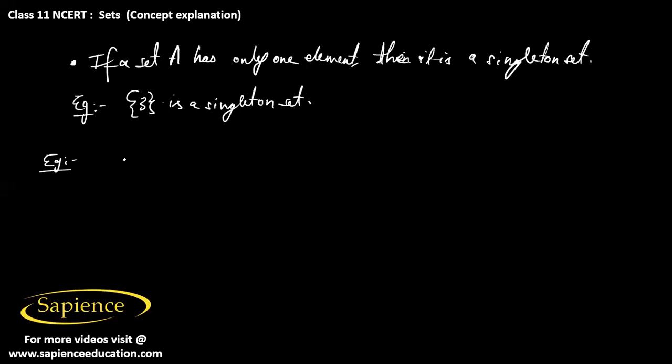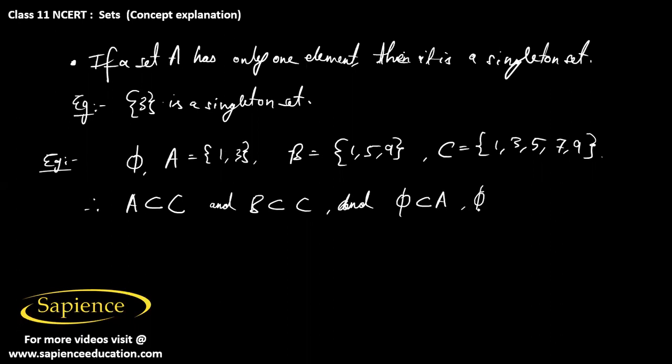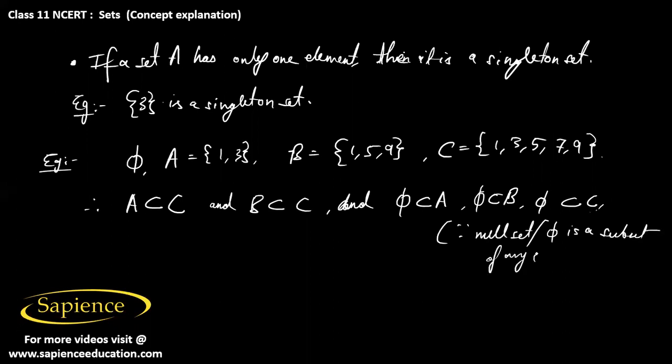Then we can understand one more example. Suppose we consider the sets A, which is equal to {1, 3}, and B, which contains elements 1, 5, 9, and C, which contains the elements 1, 3, 5, 7, 9. So now we can see that A is obviously a subset of C, and B is also a subset of C, and phi is a subset of all sets. Since phi is a subset of A, B, and C also. The null set, which is phi, is a subset of any set.